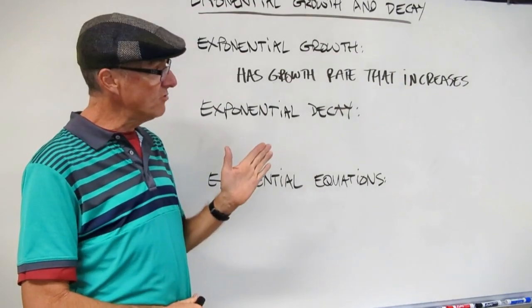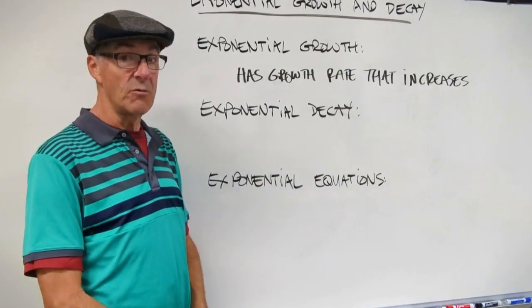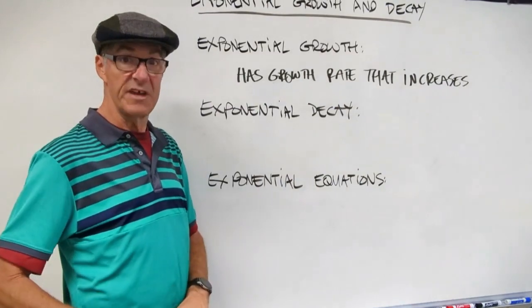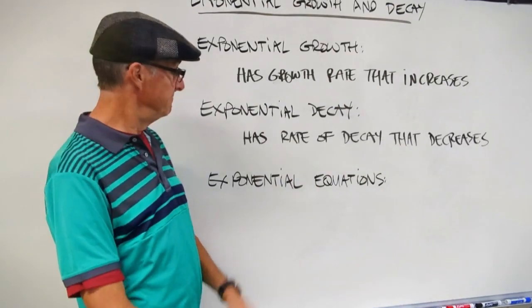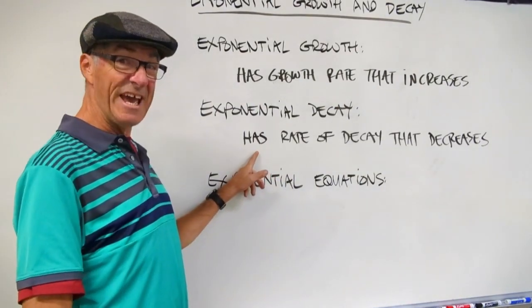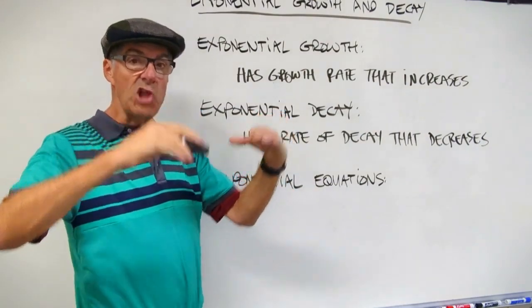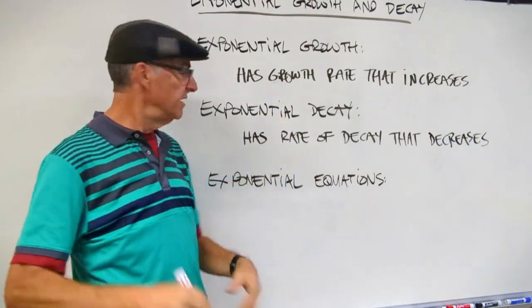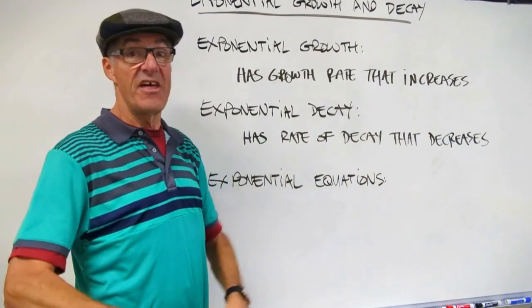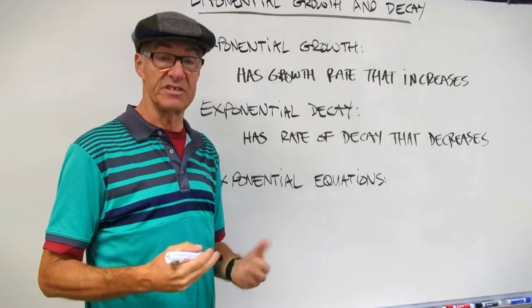So now that we've talked about growth, you could probably figure out what decay is. But pause the video for a second, think about that. All right, let's see how you did. Exponential decay, this is something that's lowering, that's decreasing. It has a rate of decay that itself decreases.